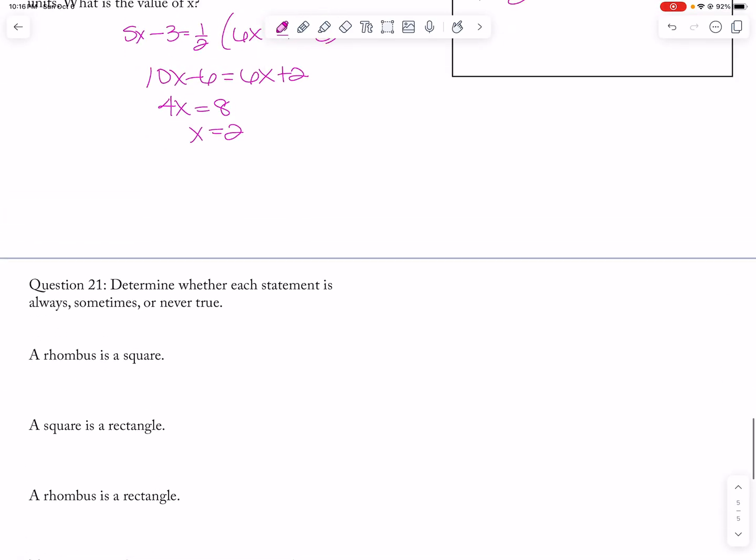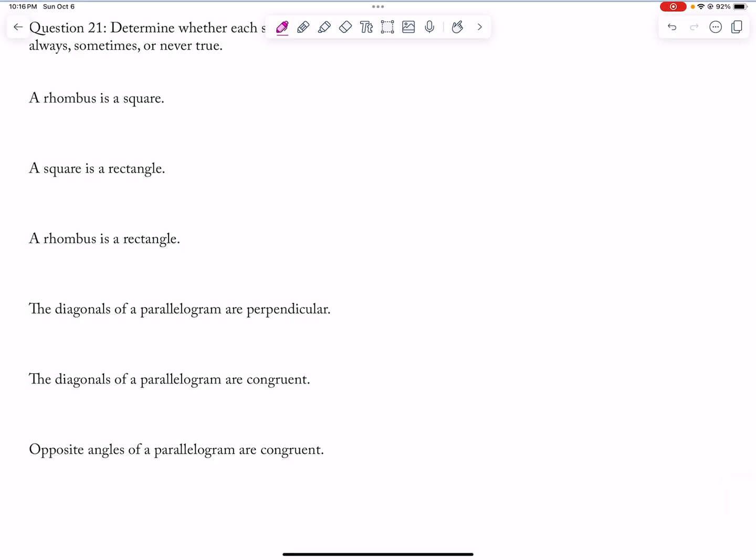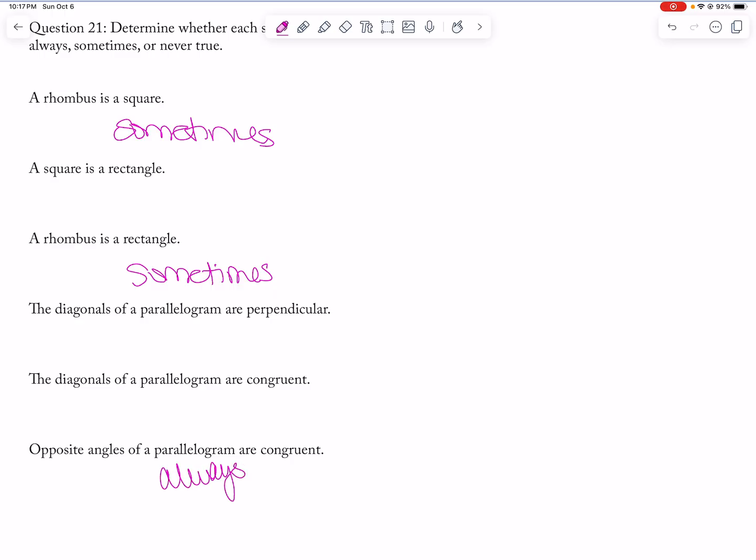And then we jump all the way to 21. True or false, or sometimes, always, and never true. A rhombus is a square sometimes. A rhombus is a rectangle sometimes. The diagonals of a parallelogram. Oh, let's do the other one. Opposite angles of a parallelogram always congruent. And that's it for the odd number questions.